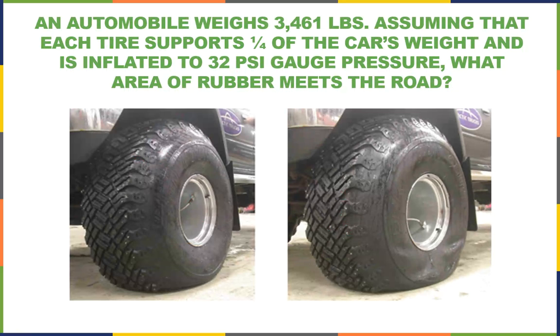We're going to do a problem here. An automobile weighs 3,461 pounds. That's the maximum curb weight for a Nissan Altima. No, that's the weight of the car, not gallons. So the weight of the car is 3,461 pounds. Assuming that each tire supports 1/4 of the car's weight and is inflated to 32 PSI, what does PSI mean? Pounds per square inch, gauge pressure. What area of rubber meets the road for each tire?